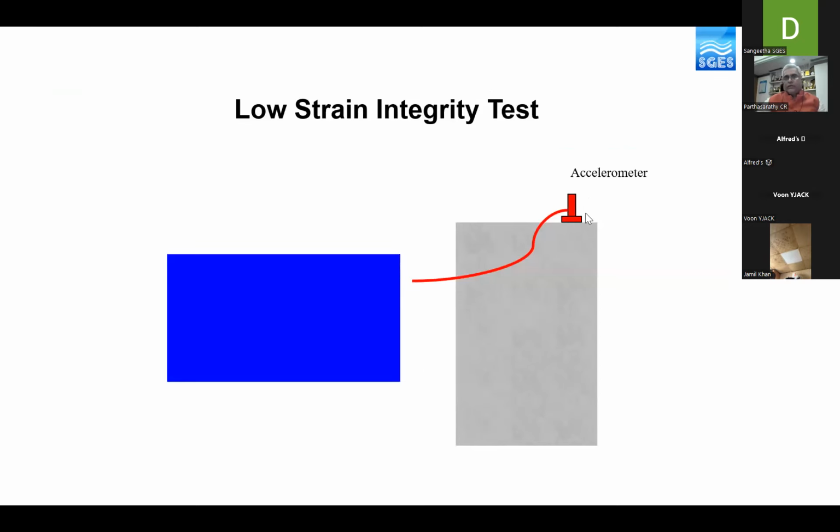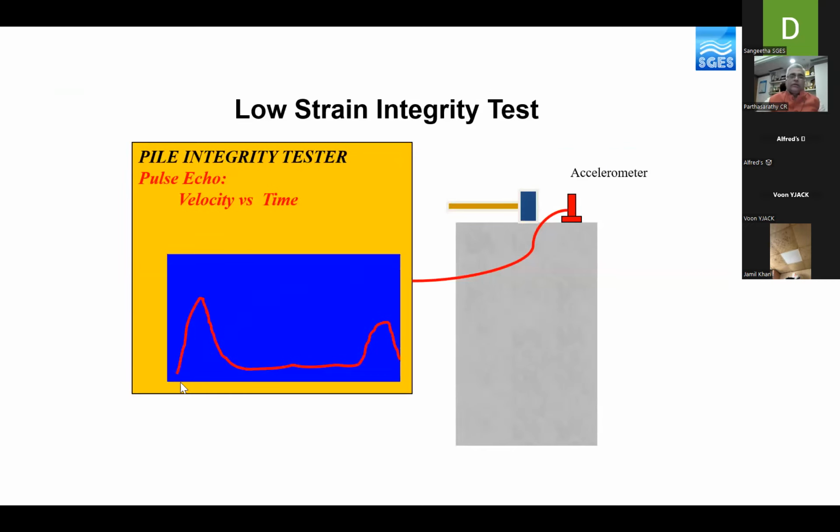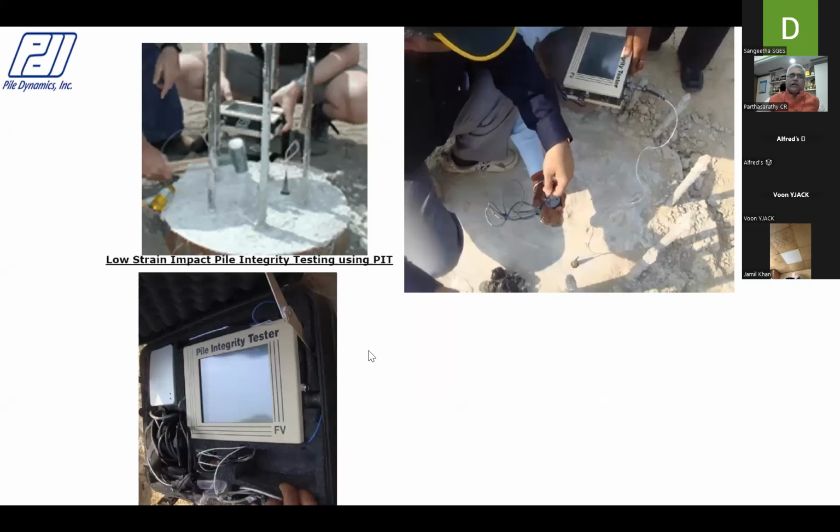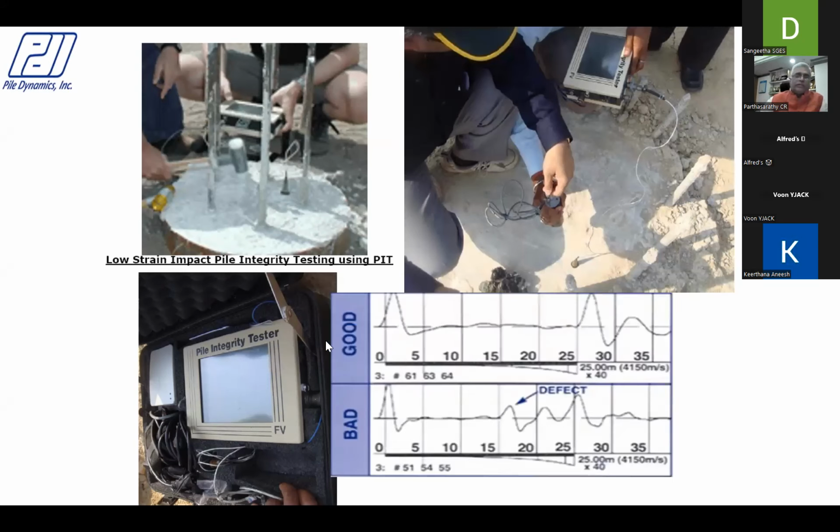On the top of the pile, you mount an accelerometer. With a small handheld hammer, you give an impact, and you record this velocity time history. This is the top of the pile, and you see the toe of the pile, so the response from the toe. You need to prepare the pile top by removing the contaminated concrete and going to the sound concrete, and mount the accelerometer. After preparing the surface, give an impact with a small handheld hammer and record the response, the velocity time history, with a pile integrity tester.